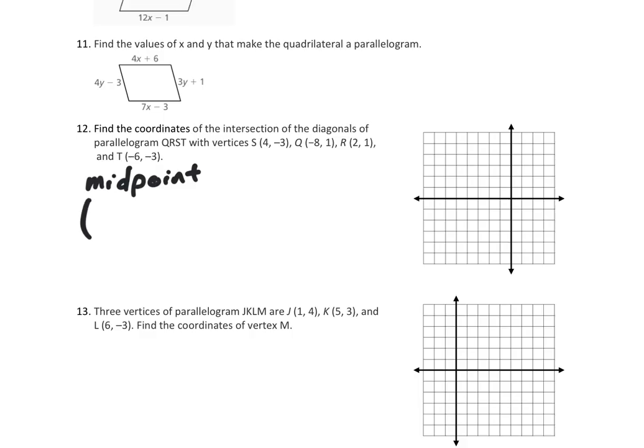The midpoint formula is x1 plus x2 divided by 2, y1 plus y2 divided by 2. Plot the 4 points, make your figure, your parallelogram, and then connect the diagonals. And then you're going to find out where the diagonals intersect.